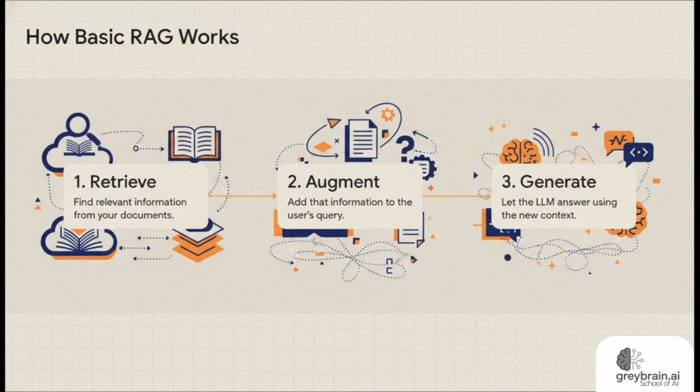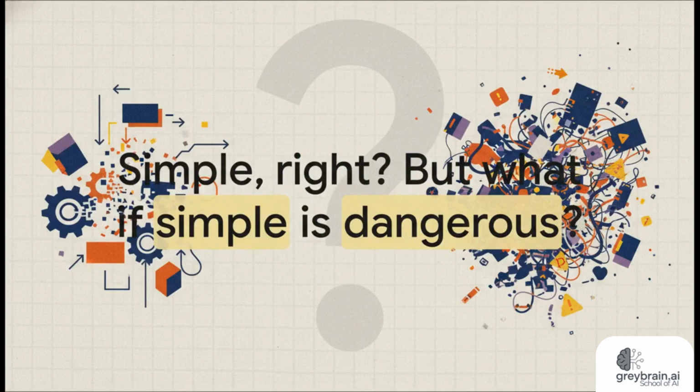First, you retrieve the most relevant bits of information from your knowledge base. Second, you augment the user's original question with that information you just found. And finally, you let the LLM generate an answer, but, and this is key, it can only use that new context you just gave it. That's it. Retrieve, augment, generate. Simple. It seems so straightforward, doesn't it?